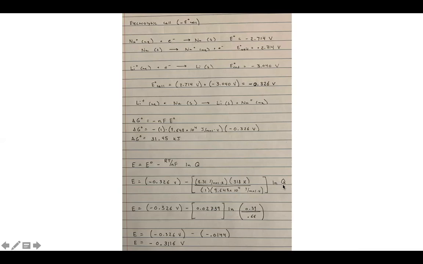Now Q, remember, is products divided by reactants. So it's the concentration of sodium divided by the concentration of lithium, so 0.39 divided by 0.66. You take the natural log of it and multiply it by 0.027 or so, and that value comes out to negative 0.0144. From here, you just do the math out, and you'll find that the real cell potential for this is about negative 0.32 volts, or 0.31 volts, excuse me. And that's how you apply the Nernst equation.